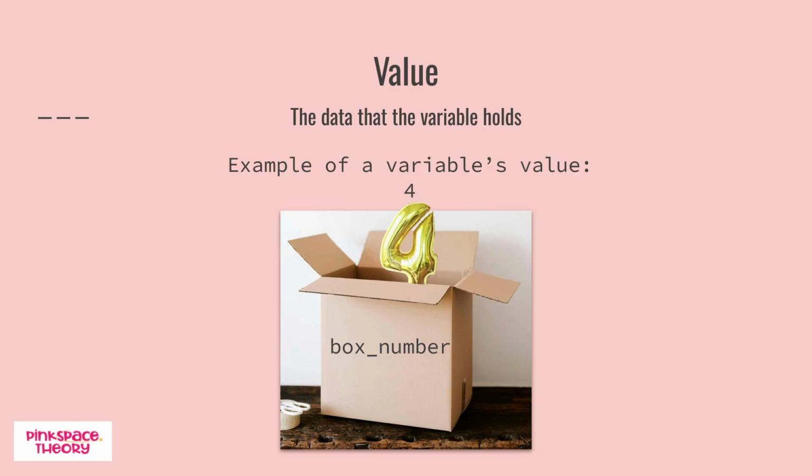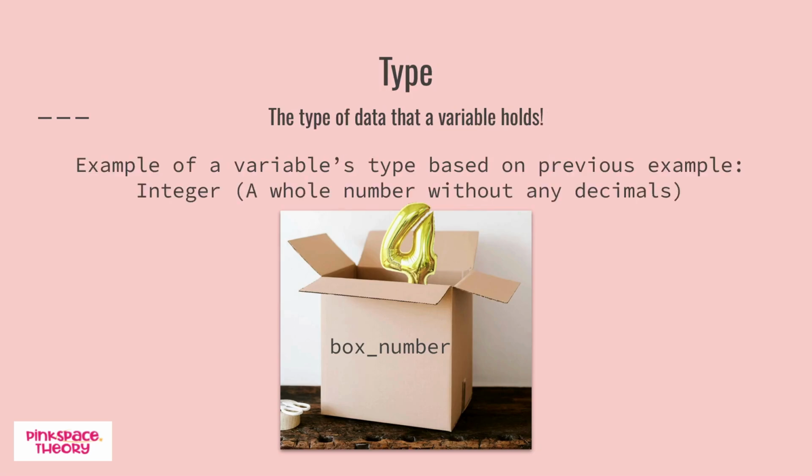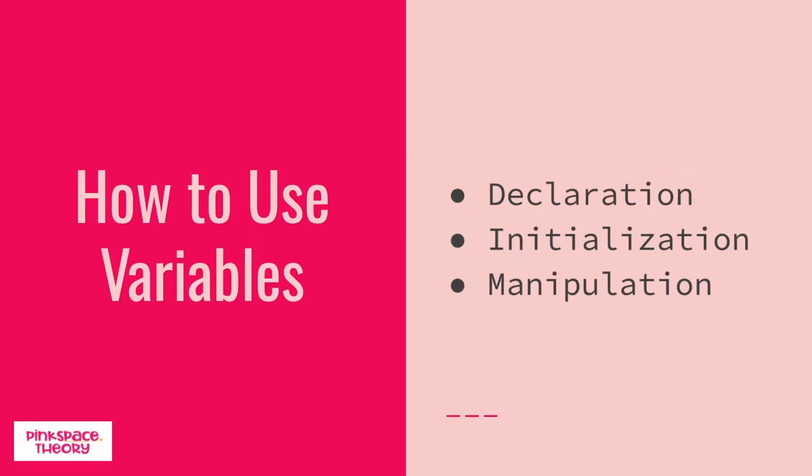Because 4 is the value, the type of data that the variable holds in this example, which is a whole number without any decimal, will be integer. Because this is a 4, it doesn't have any decimals, it's not a fraction, it's just a 4. Now, there are several ways that we can use variables. We can declare variables, we can initialize variables, and we can manipulate variables.